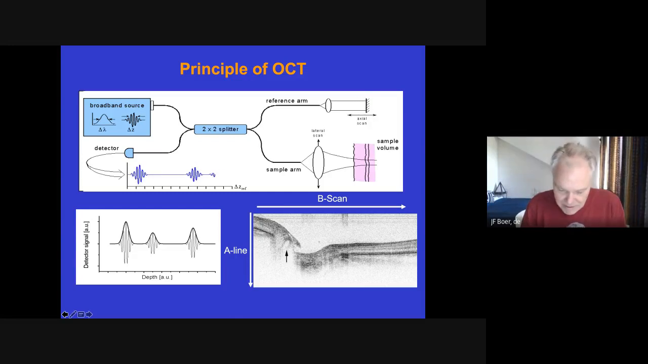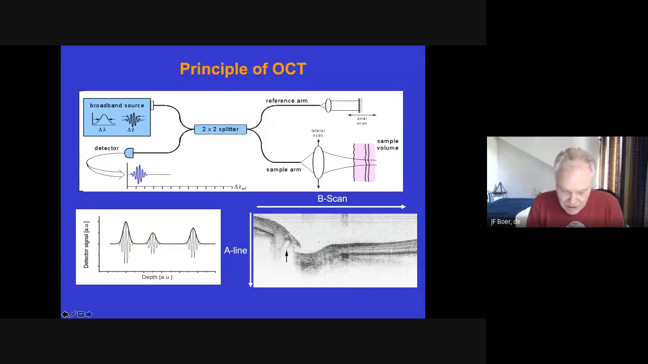We have a reference mirror moving back and forth. You have a sample with 3 reflecting layers. And we see the signal that's being detected by the detector as a function of the location of the mirror. And you nicely see the 3 interference fringes corresponding to the 3 layers in the sample.